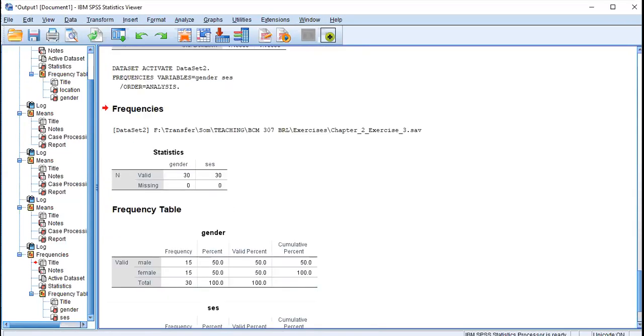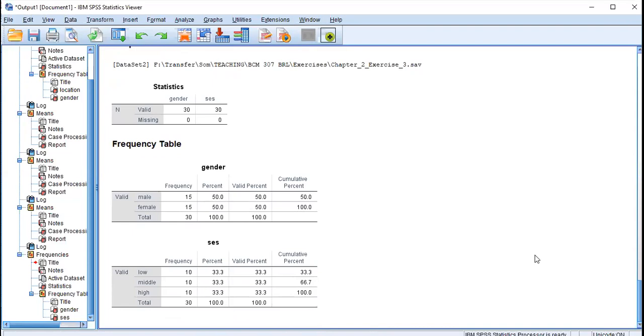Now here, this is what we got. 30 people. Male 15, female 15, 50% each. Low, middle, and high, 10 each. So that is what is our frequency distribution.